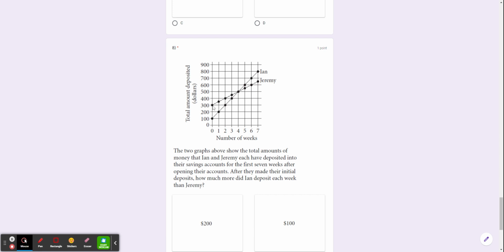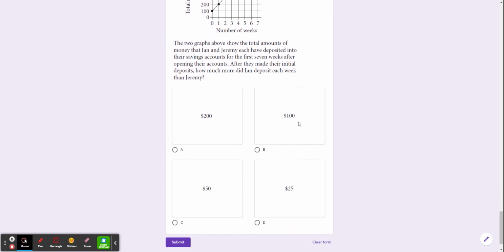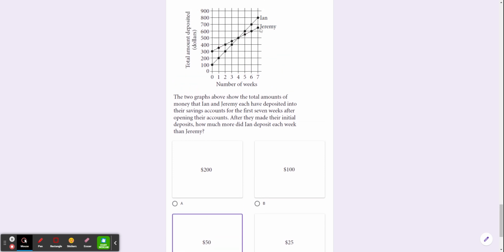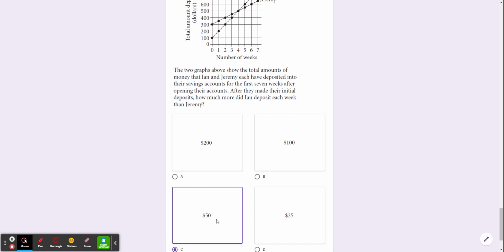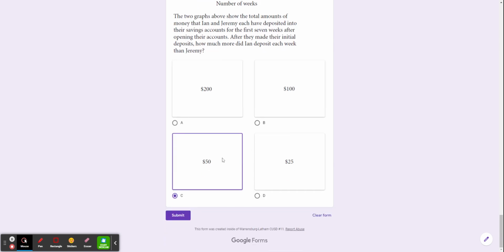Jeremy here starts at $300, but he goes only to $350, $400, $450, $500. So his is going up by $50. If you notice, both 100 and 50 are choices, but the answer actually is 50, but not because Jeremy's putting in $50 a week. The answer is 50 because Ian's putting $100 in a week, Jeremy's putting $50 in a week, and the question says, how much more did Ian deposit each week? Well, if Ian's putting 100 in and Jeremy's putting 50 in, Ian's putting 50 more in. And that is our solution guide.